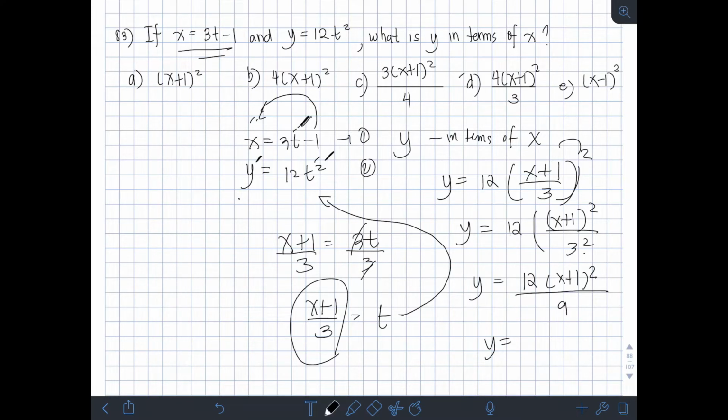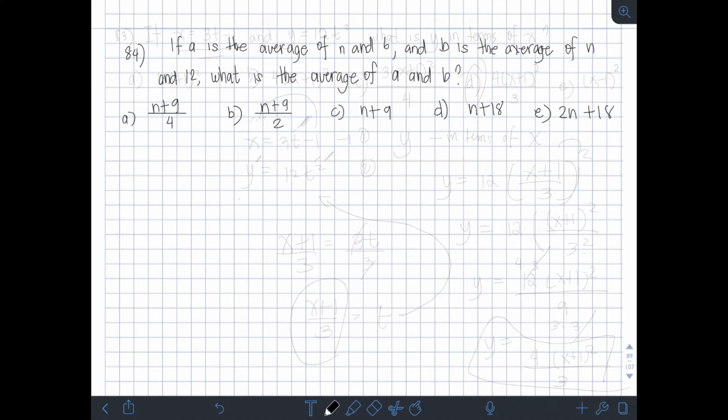Y is equal to, so simplify na lang natin tong 12 over 9. So, may common factor sila, so si 12 pwedeng i-factor as 4 times 3. Then si 9 pwedeng i-factor as 3 times 3. So, makakancel natin dito si 3. So, matitira is 4 times x plus 1 squared divided by 3. Okay, so therefore, this is the final answer. Letter D.